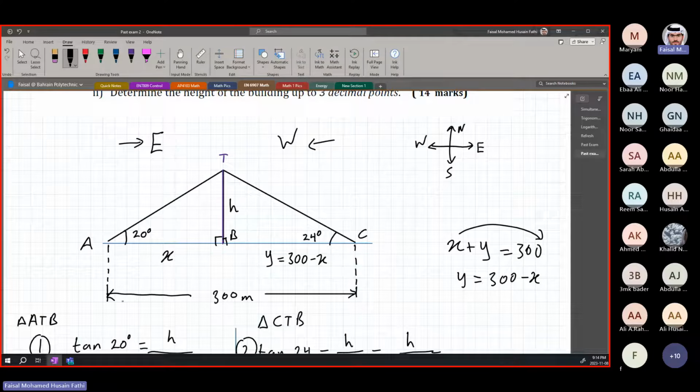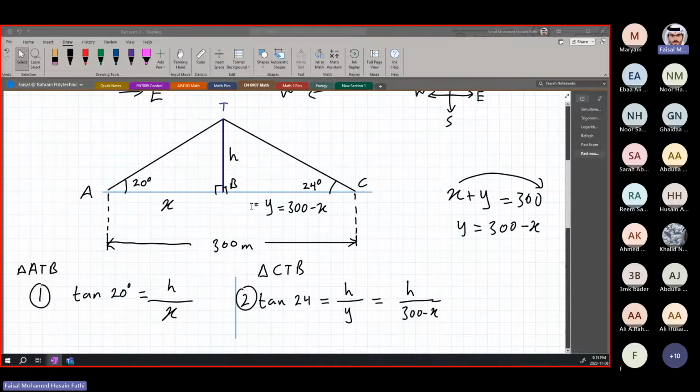Now I just put these values in, and the variables T, A, B, C are just the points I chose. H is the height of the tower. I define this part, A, B, as X. And like the previous question we saw, B, C will be 300 minus X, or Y is equal to 300 minus X. Why? Because X plus Y have to equal 300, so Y is simply 300 minus X.